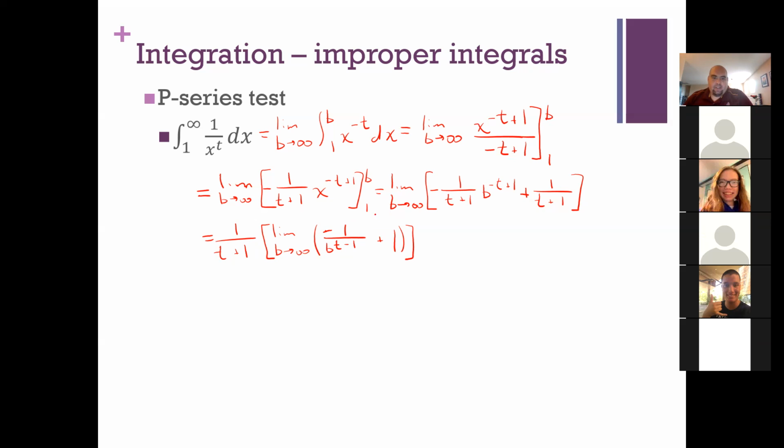All right. So basically, this one is not going to be affected by the limit. This term will be. So as b gets very large, what do I need to be true of t for this term right here to basically vanish? It needs to be greater than 1. It needs to be greater than 1, right? Yeah. So let's just go with 2 again.